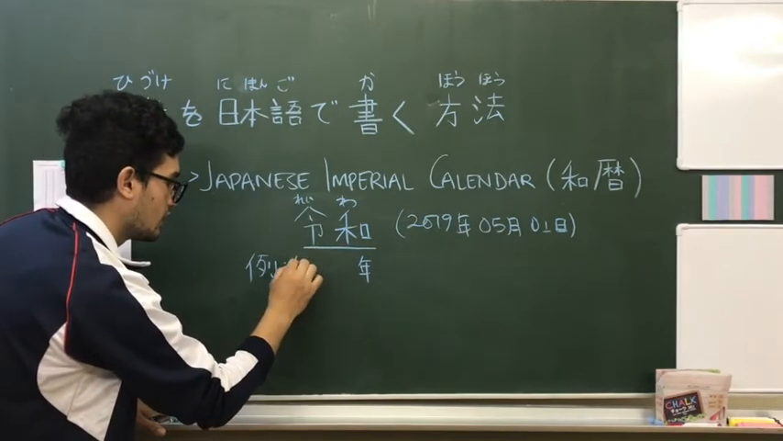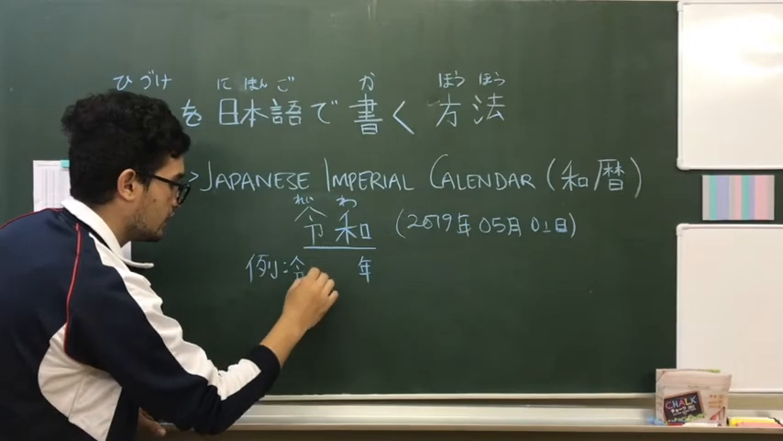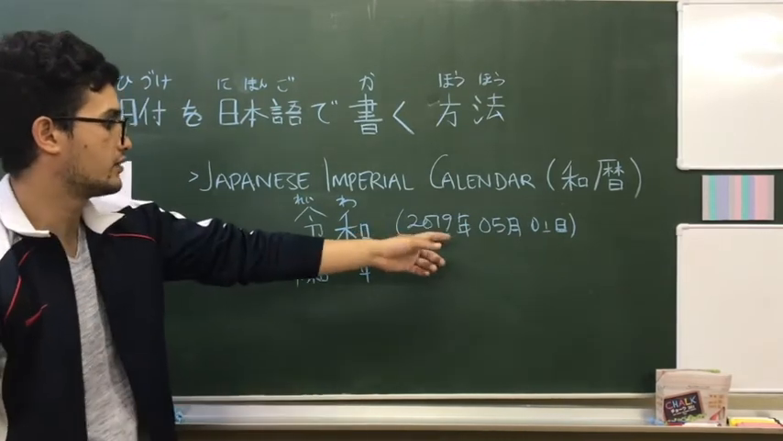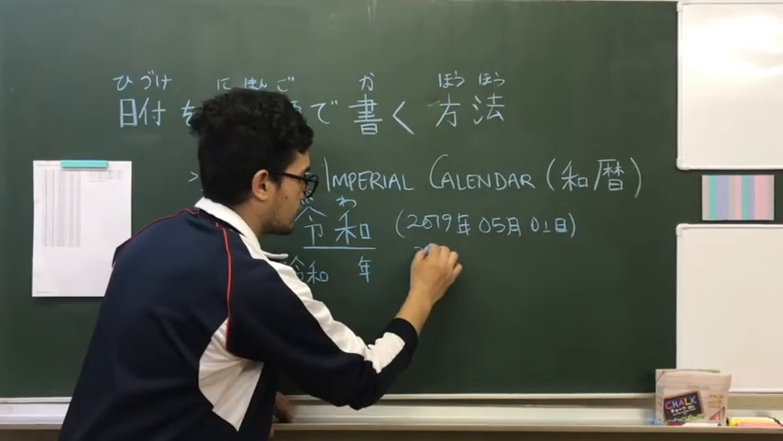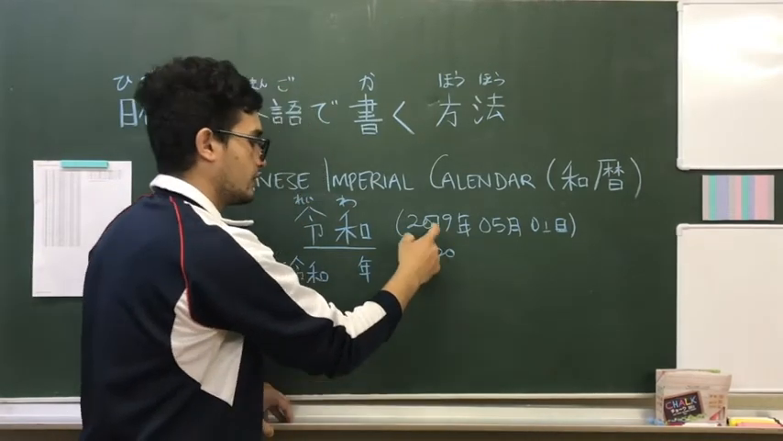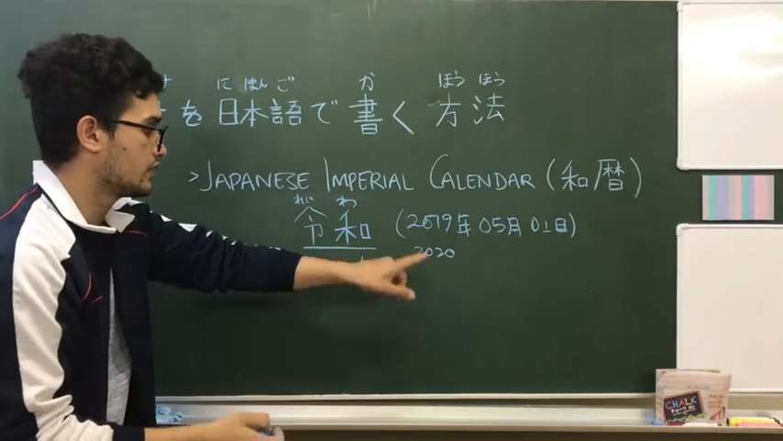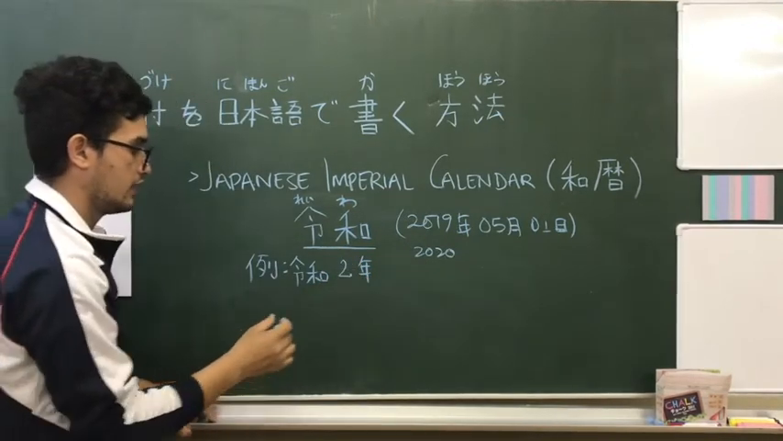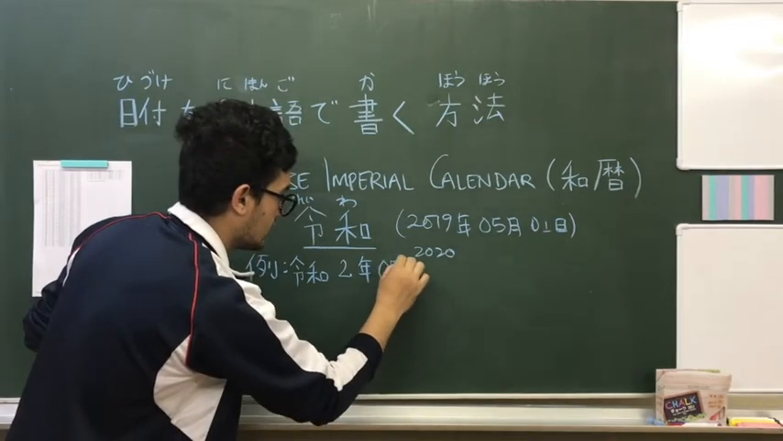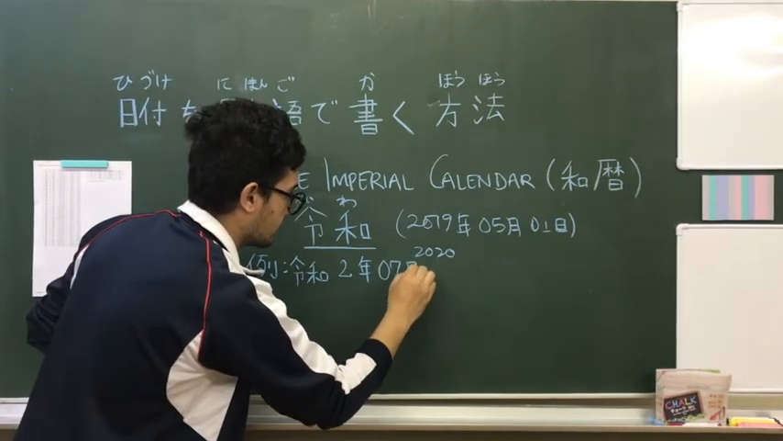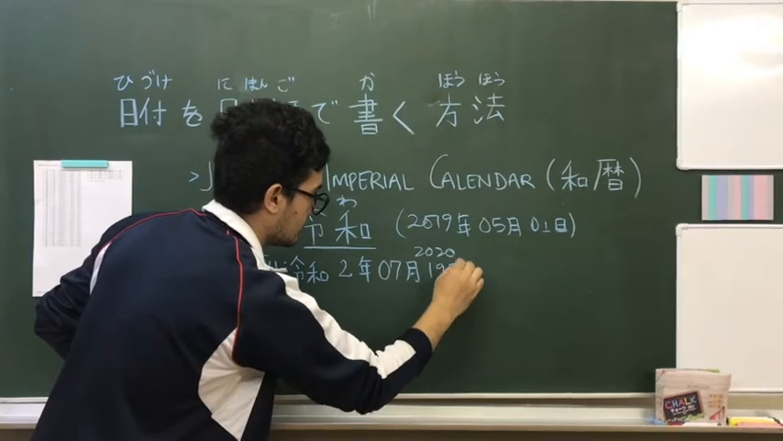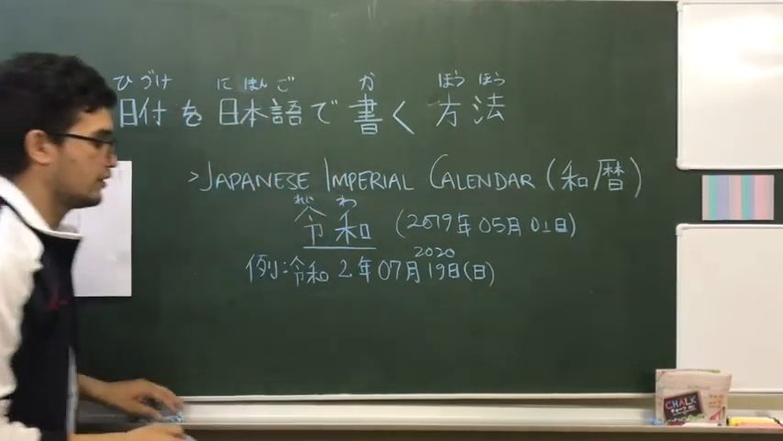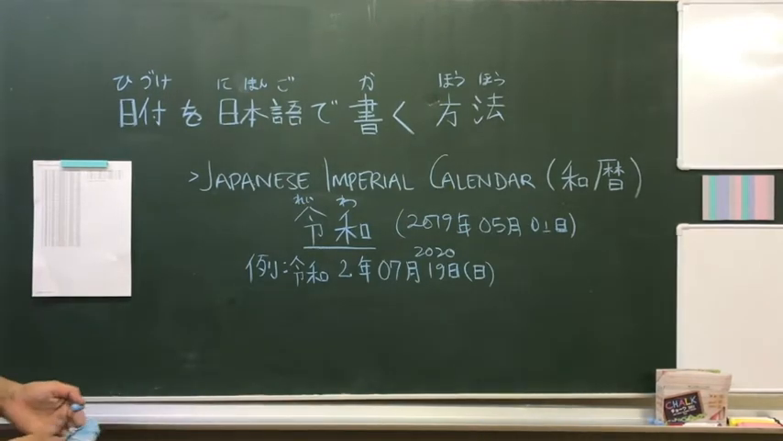So here it would be Reiwa, and since it started in 2019, right now it's 2020, so this is the second year. And today's date is the 19th of July, and today is Sunday. So this is how you write in the Japanese Imperial Calendar.